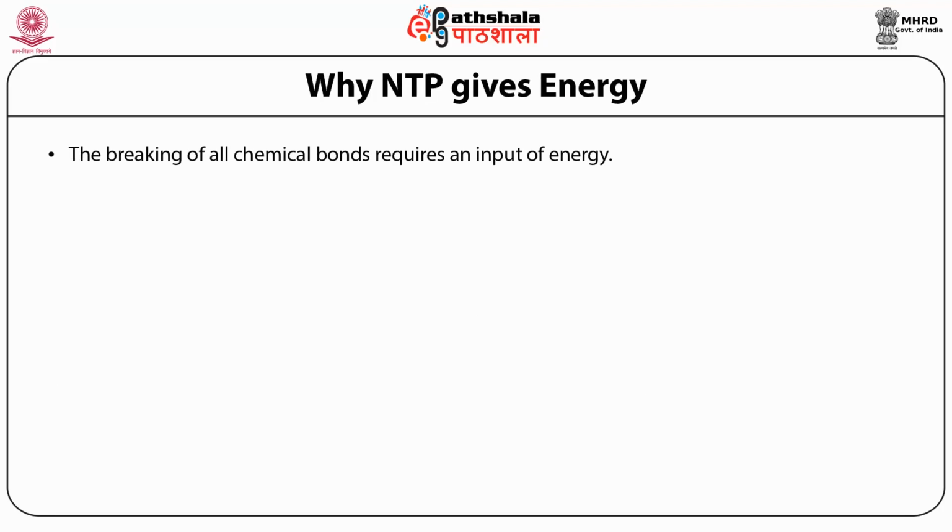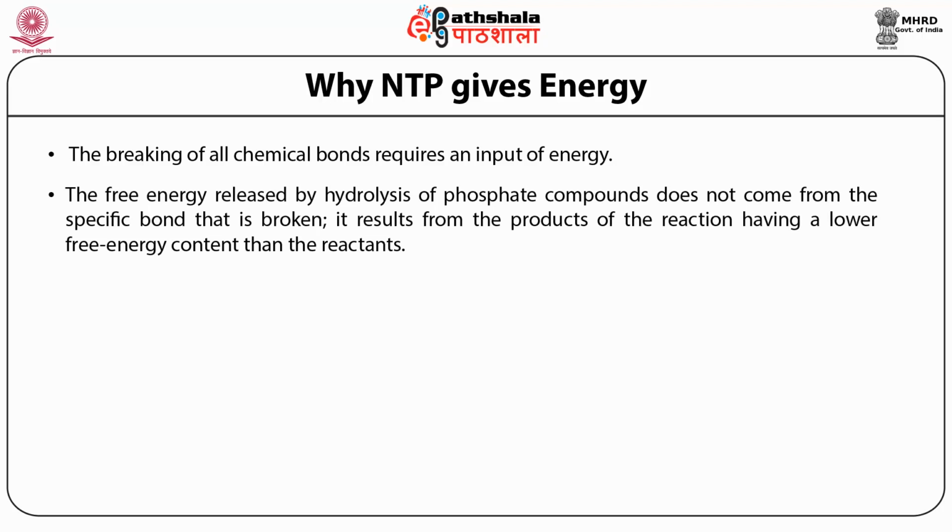The breaking of all chemical bonds requires an input of energy. The free energy released by hydrolysis of a phosphate compound does not come from a specific bond that is broken. It results from the products of the reaction having a lower free energy content than the reactants. That means your reactant has more energy and the product has less energy. So what will happen with the additional energy? That additional energy is released in the form of heat, in the form of delta G.